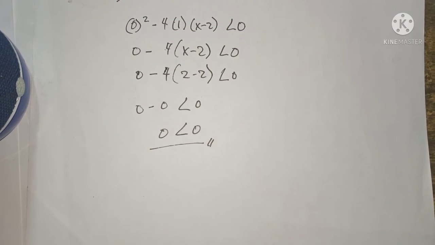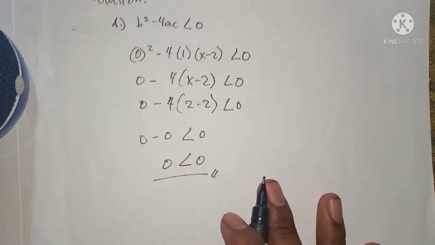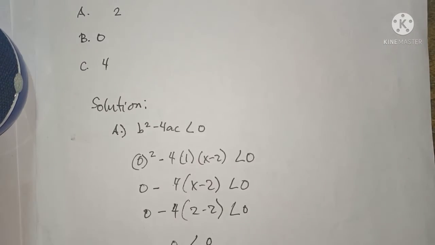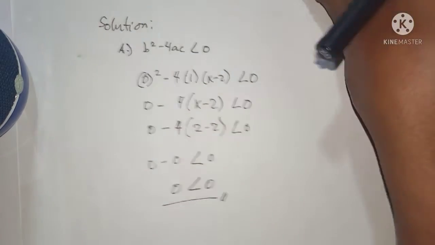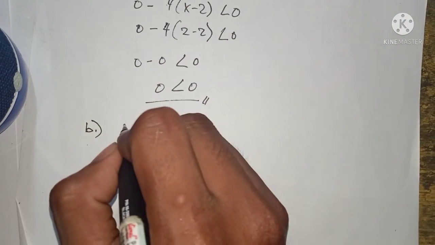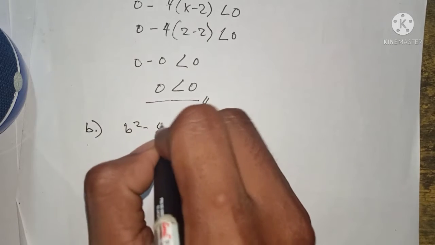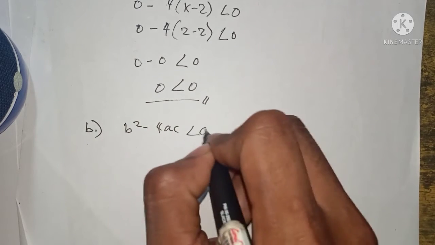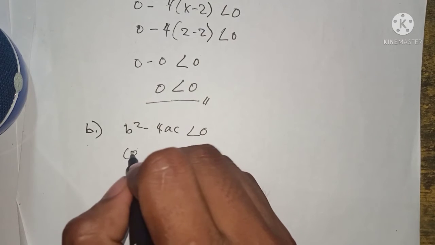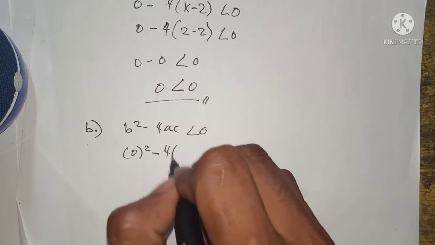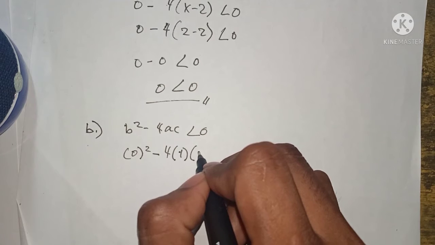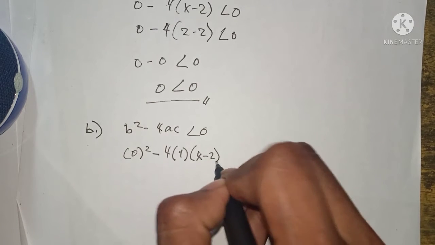Okay, and then let's move on to letter B. So tignan natin kung nasa letter B. B squared minus 4ac less than 0. B natin ay, sabi kanina 0, ang a natin ay 1, c natin ay x minus 2.